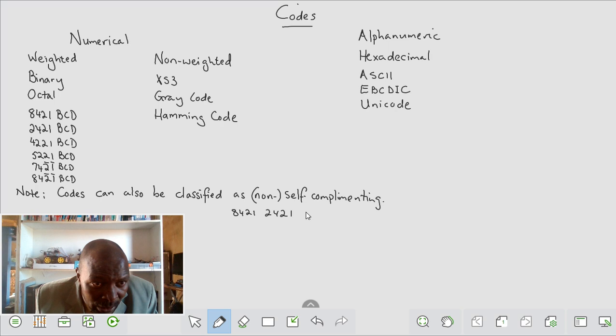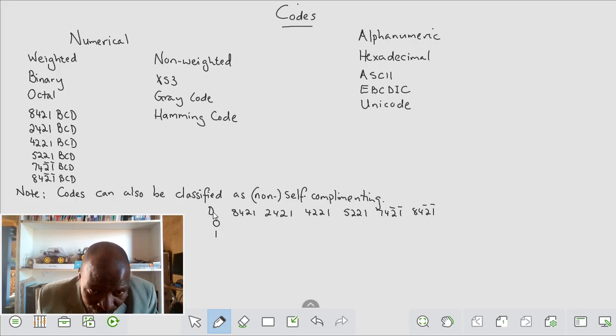2421. I want to try and do all of them once in the table. Okay, and then 5221, the 74 bar 2 bar 1, the 84 bar 2 bar 1. Now these are decimals, therefore they must represent the decimal symbols of 0, 1.